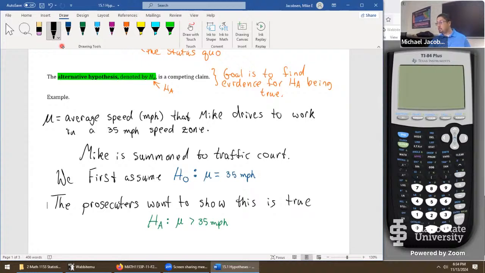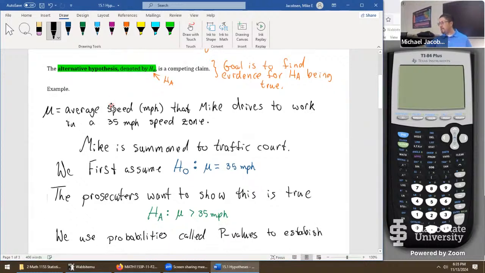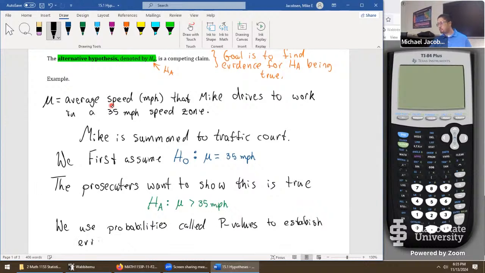And we use probabilities called p-values to establish evidence for HA. So that's essentially what hypothesis testing is all about.